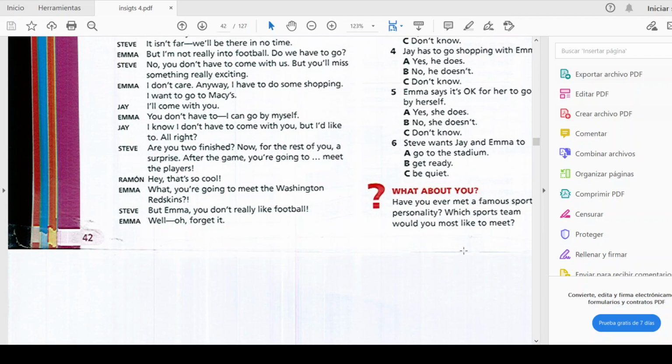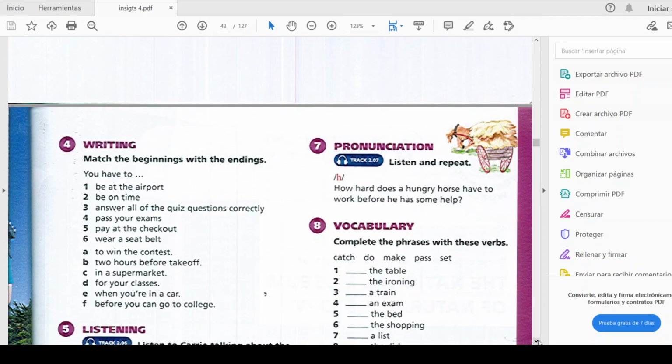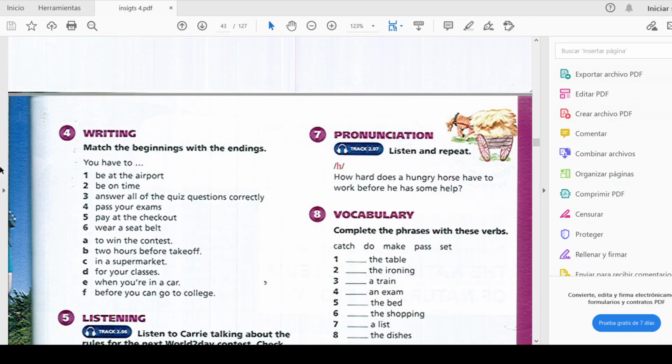Here we have an important question, guys. What about you? Have you ever met a famous sports personality? Which sports team would you most like to meet? So you are going to think about this because in the next class we are going to discuss that question. Then on page 43, we are going to have exercise 4.